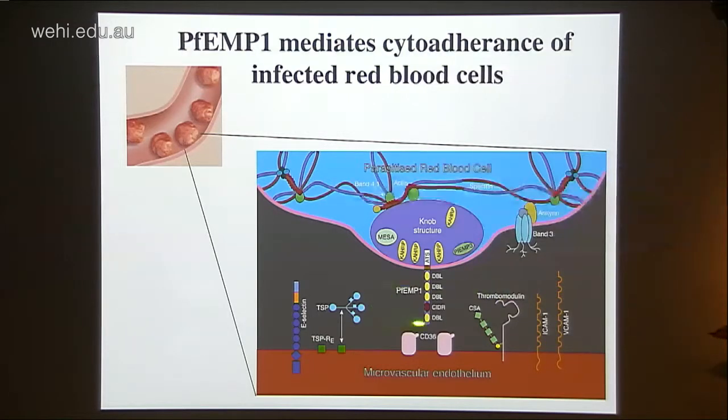And it does this by binding to particular receptors on these surfaces, depending on which particular PFMP1 type is being expressed at any one time. This is quite a large protein, can be over 300 kilodaltons long, so it's got to come all the way from the parasite through 3 membranes and then be deposited in this complex structure called knob structures. So the receptors that it can bind to include CD36, chondroitin sulfate A, and I'll talk about this one in particular, but also other receptors including ICAM1, VCAM, plus others.